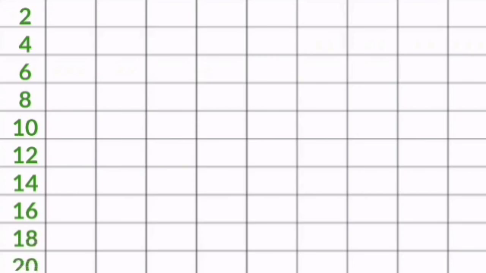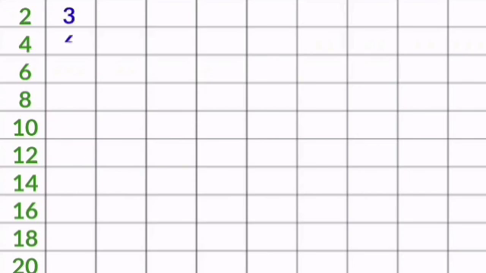In this video we are learning numbers. 2 ones are 2, 2 twos are 4, 2 threes are 6, 2 fours are 8, 2 fives are 10, 2 sixes are 12, 2 sevens are 14, 2 eights are 16, 2 nines are 18, 2 tens are 20.